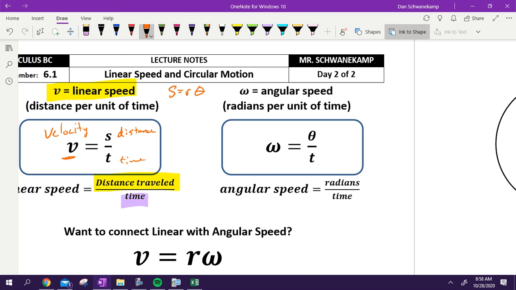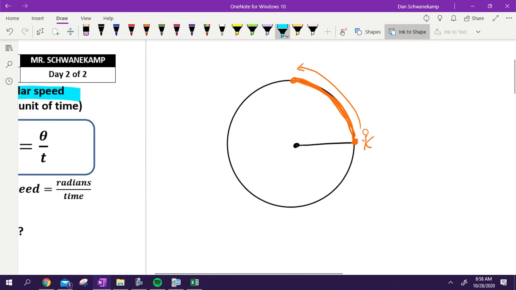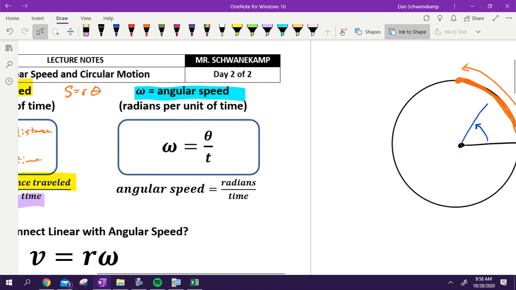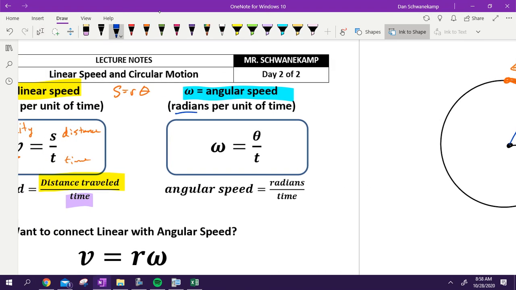Everybody okay there? That's different than angular speed. So linear speed measures how fast that guy is traveling. Angular speed is how quickly that angle is changing. So how quickly is the angle changing? That's different. To deal with angular speed, we want to put it with radians over time. Radians over time. All right.